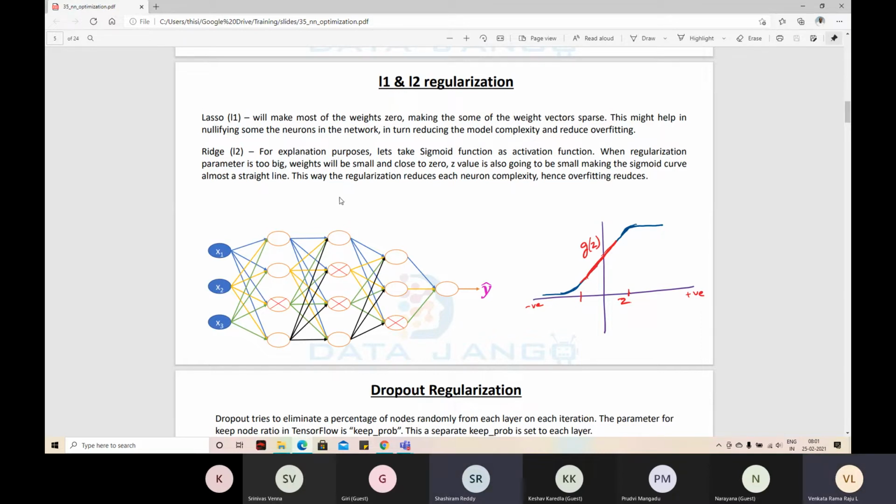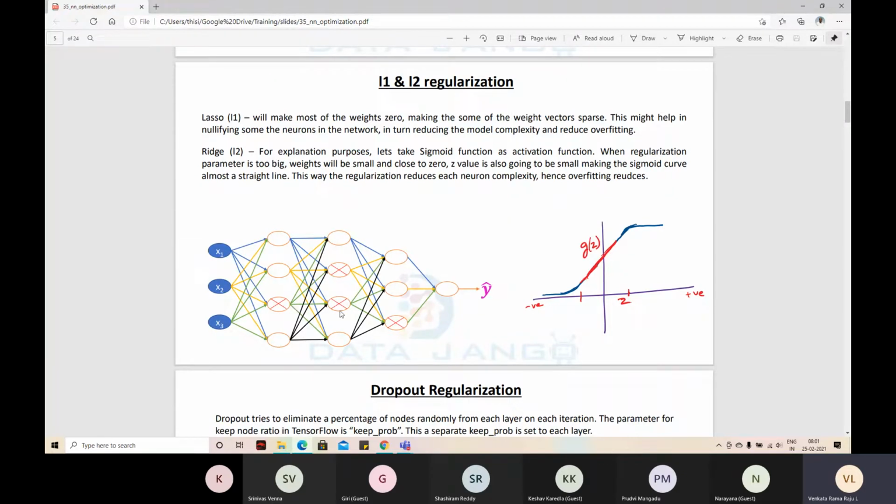So I have taken an example here for explanation purposes. Let's take the sigmoid function as the activation function. When the regularization parameter is too big, weights will be small and close to 0, right? Z value is also going to be small, making the sigmoid curve a straight line, right? A sigmoid curve becoming a straight line means the node becomes a linear equation. Some nodes will become just linear equations.